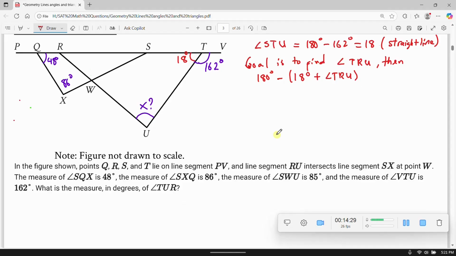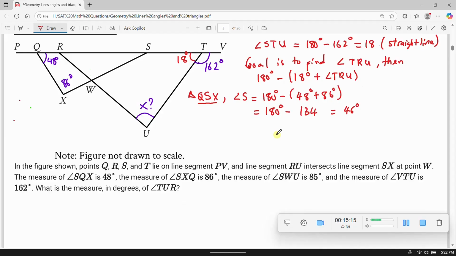Let's start with the triangle QSX. The angle S in the triangle QSX equals 180 minus 48 plus 86, which equals 180 minus 134, so that's going to be 46 degrees.